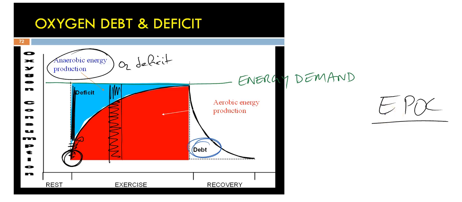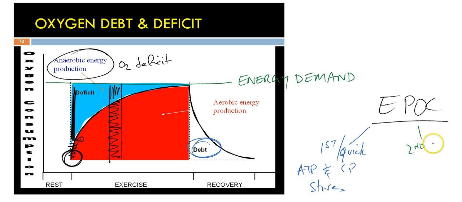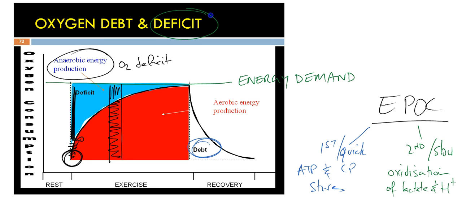Again, EPOC, oxygen debt have two parts to them. The first, which is the quick part, is the replenishment or resynthesizing of our ATP and CP stores. And the second part, which is the slow part, is the oxidization of lactate and hydrogen ions. So essentially, oxygen deficit is the amount of energy that has to be produced by the anaerobic energy systems to meet our energy demand.